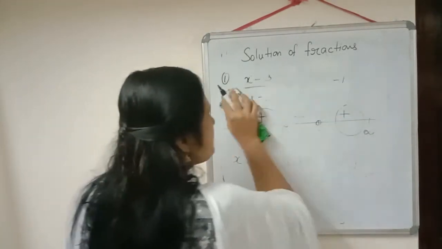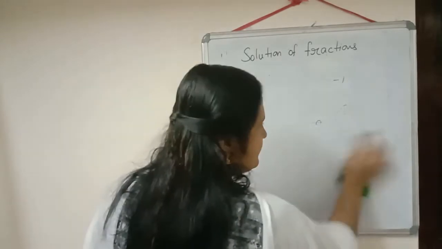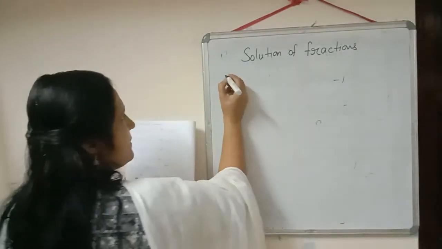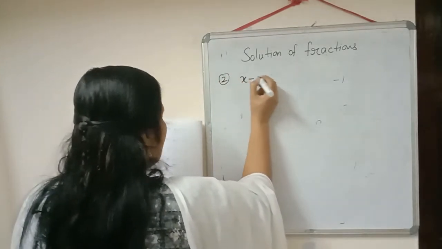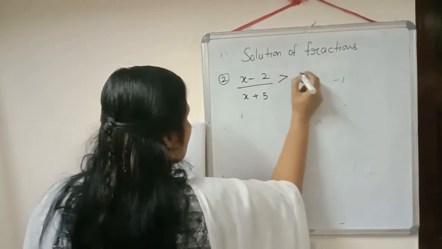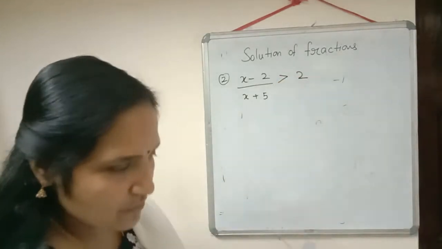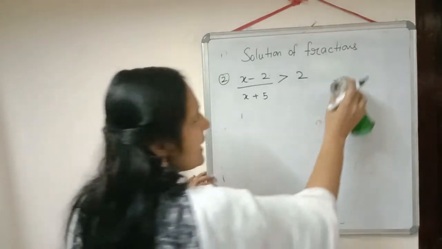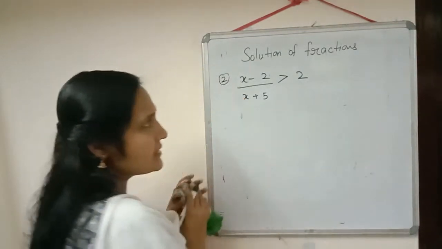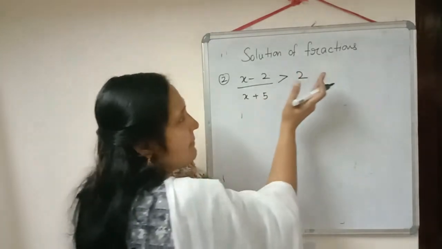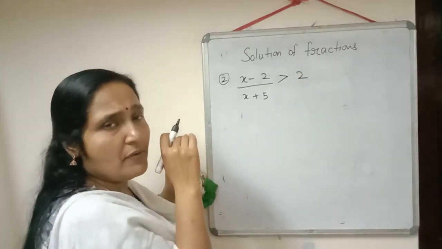Write down. The next one is question number 2. (x minus 2) by (x plus 5) greater than 2. As I already said, when you are getting a fraction, don't simplify from here only. What you have to do? Make the right hand side equal to 0.